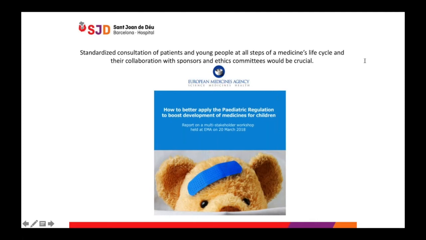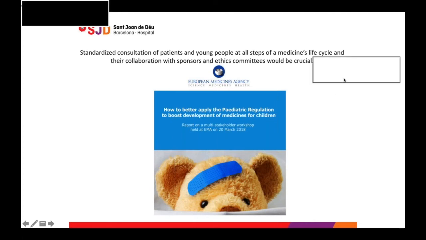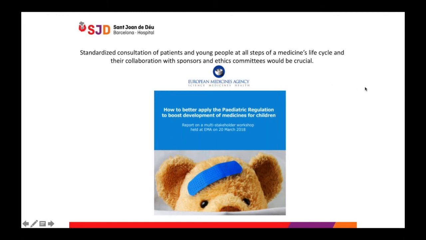The European Medicines Agency is in favor and has a positive interest to try to standardize the consultation of patients and young people in all the steps of the medicine's life cycle, and with the collaboration of all the sponsors and ethics committees. It means that the European Medicines Agency is going to consider and take into account, when a protocol is submitted, if the pediatric patients, the children and young people, have been consulted in order to design a study that can be feasible for them. This is very good news for us, and we expect that in the upcoming years, all the sponsors and all the different stakeholders involved in drug development can move ahead in the same direction. Next slide, please.